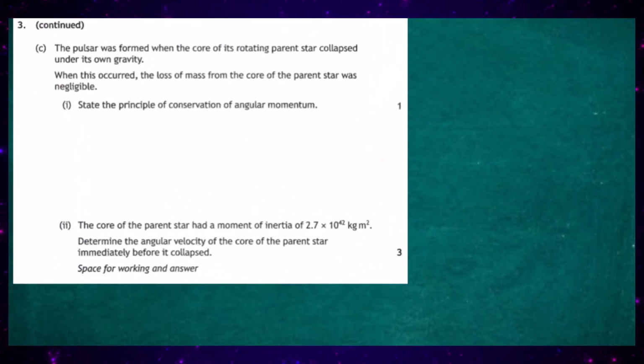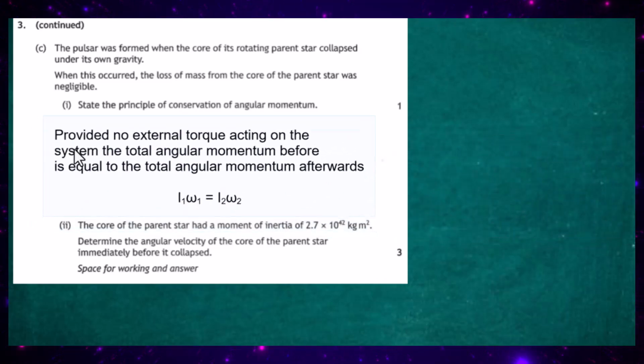Question 3, continued, part C. The pulsar was formed when the core of its rotating parent star collapsed under its own gravity. When this occurred, the loss of mass from the core of the parent star was negligible. And for 1 mark, we have to state the principle of conservation of angular momentum, which is very similar to the statement for the conservation of linear momentum.